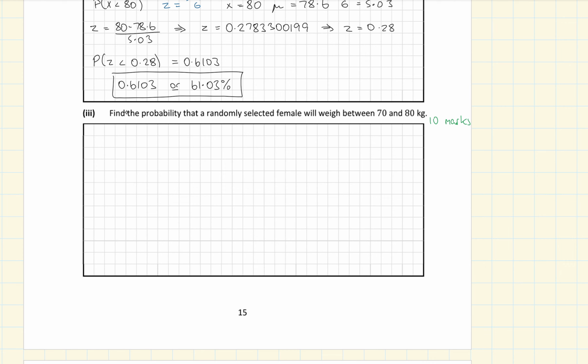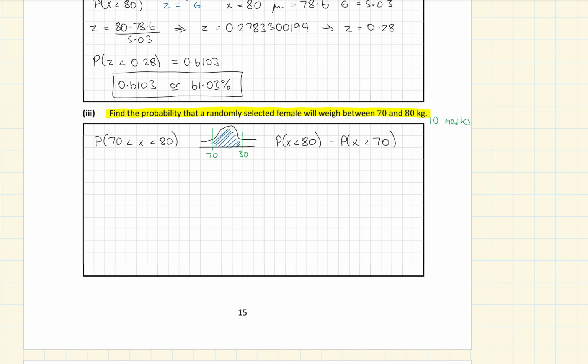Part 3 now. So find the probability that a random selected female will weigh between 70 and 80. So what's happening here is we'll have 70 less than x less than 80. So we'll draw a quick sketch. We have our normal distribution. There's 80, there's 70, and we're being asked to find this area in between. So what we'll do then is we'll find the probability that x is less than 80 and subtract the probability that x is less than 70.